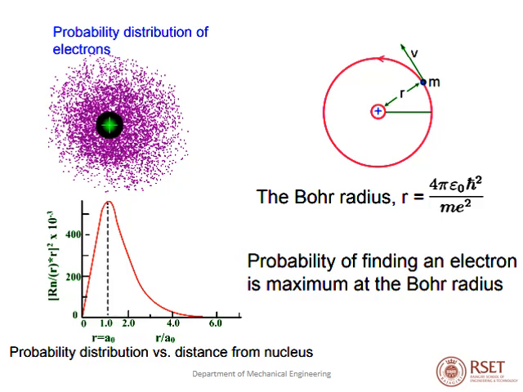This is the wave model. If we consider a fixed circular orbit, with m the mass of the electron, v the velocity at which it is moving, and r the Bohr radius, then the equation to find the Bohr radius is 4 pi epsilon 0 h-bar squared divided by m e squared, where m is the mass of the electron, e is the electron charge, and h-bar is given by h by 2 pi, where h is Planck's constant. You can see from the graph itself that as the distance from the nucleus increases, there is a point at which we find a region where the possibility of the electron is greatest.